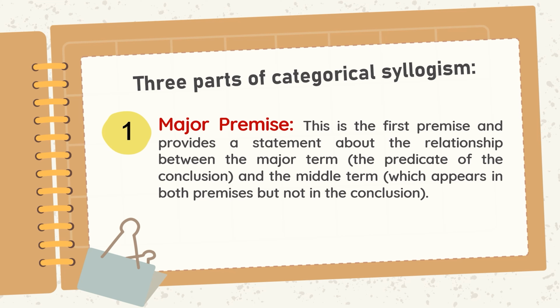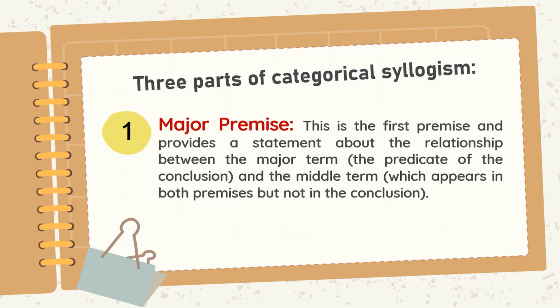This is the first premise and provides a statement about the relationship between the major term, which is the predicate of the conclusion, and the middle term, which appears in both premises but not in the conclusion. The major premise is a key component of a syllogism. It serves as the initial premise that establishes a statement about the relationship between the major term and the middle term. The major premise is vital for constructing a syllogism because it sets the stage for the logical connection between the terms involved, helping to form a coherent and structured argument.